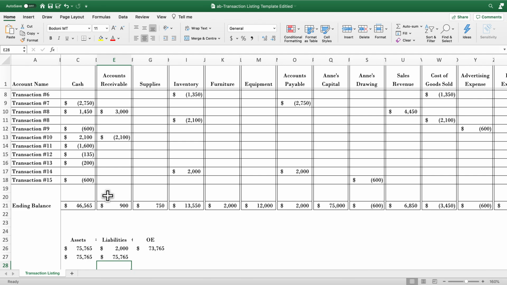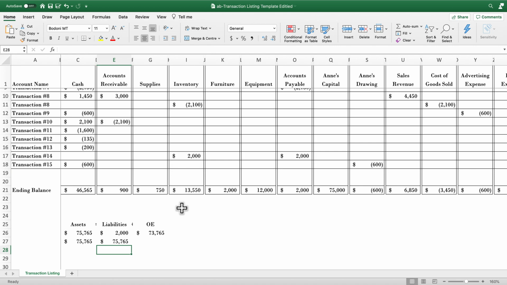Transaction 14. Ann buys an additional $2,000 of sporting good equipment inventory on account. So we have an increase in our inventory account of $2,000, and Ann still owes that money, so we have $2,000 under accounts payable account. So we have our debit of inventory, that's increasing our assets, and we have our credit of $2,000 under accounts payable because that's increasing our liability account.